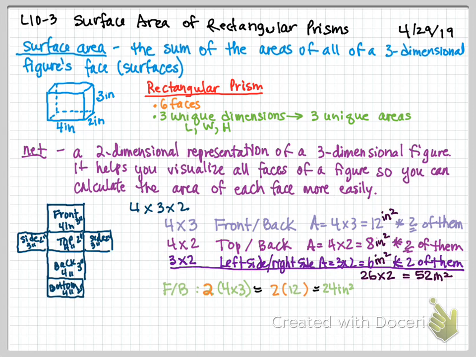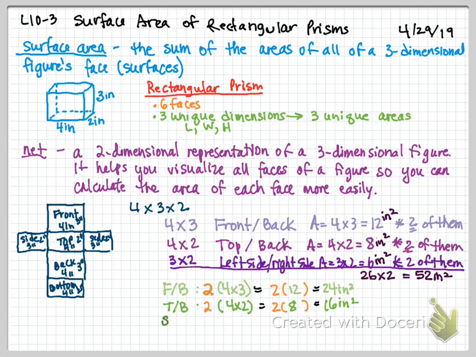And then if I did the top and the bottom, or top and bottom, I would get 2 of them. And their area would be, for each one of them, a 4 by 2. So that's going to give me 2 times 8, which equals 16 square inches.